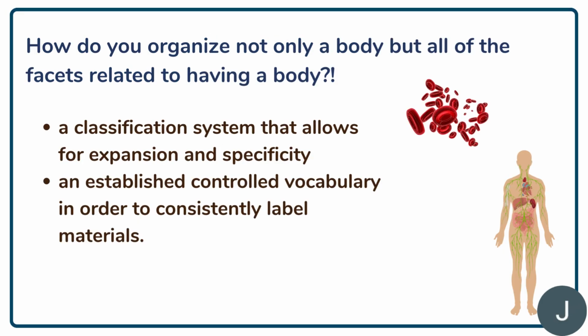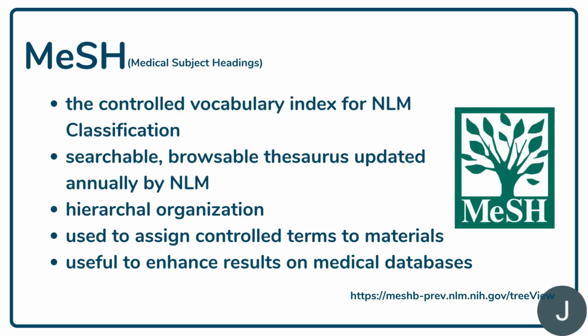The next question is, how do you organize a whole body? You need a highly expansive classification system that allows for great specificity. But first, you need to know what to call stuff. So an established controlled vocabulary is necessary in order to consistently label and organize materials. And thus, MeSH is born.